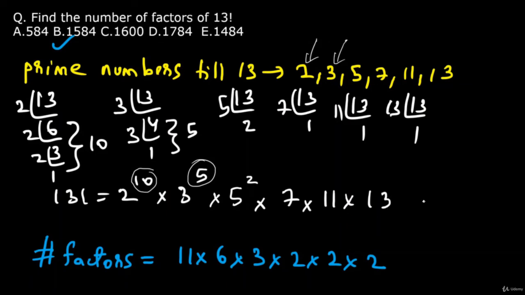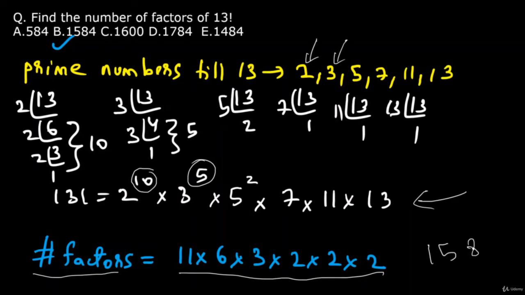Now after you prime factorize, we can easily find the number of factors. We just need to add 1 to the powers and multiply it, right? So 10 plus 1 gives you 11, 5 plus 1 is 6, 2 plus 1 is 3, 1 plus 1 is 2, 1 plus 1 is 2 and 1 plus 1 is 2. Now when you multiply these numbers, you will get the answer as 1584, and that is option B.